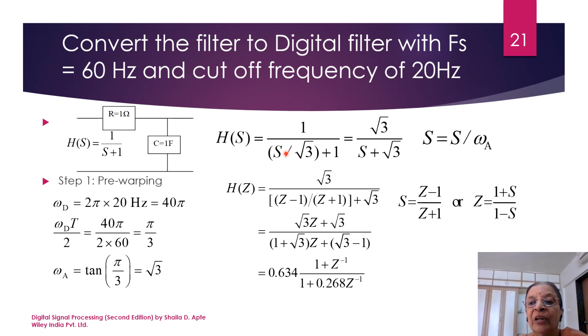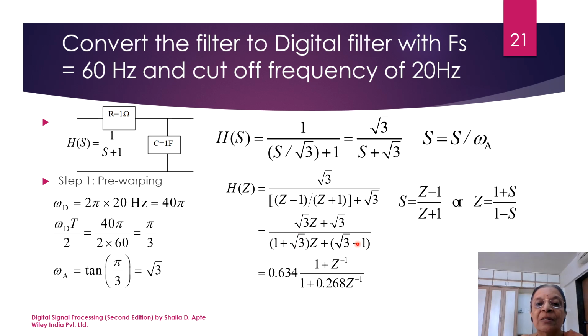Now we'll have to do frequency scaling. The corresponding transfer function is 1 upon s plus 1. Now this s will be replaced by s upon root 3, because this is the omega a that we are getting. So s upon omega a, if I substitute, I'll get root 3 upon s plus root 3. Now I will put s equal to z minus 1 upon z plus 1, because this is the mapping that we are familiar with. We have seen that this is the mapping.